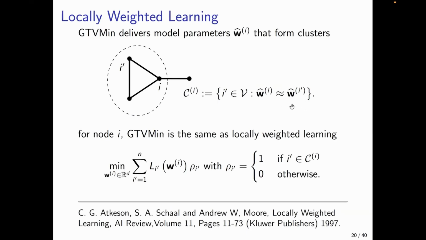Another interpretation is that the solutions of GTV-Min turn out to be local model parameters that are constant or approximately constant over well-connected subsets of this federated learning network. This in turn means that the nodes that belong to the same cluster in the network share their local data sets, or they are coupled together exactly. And this is known as locally weighted learning. So you assign different weights to different data points or different data sets. And in this case, you assign weight 1 to all data points that are in the same well-connected subset of nodes. So GTV-Min generalizes locally weighted learning.